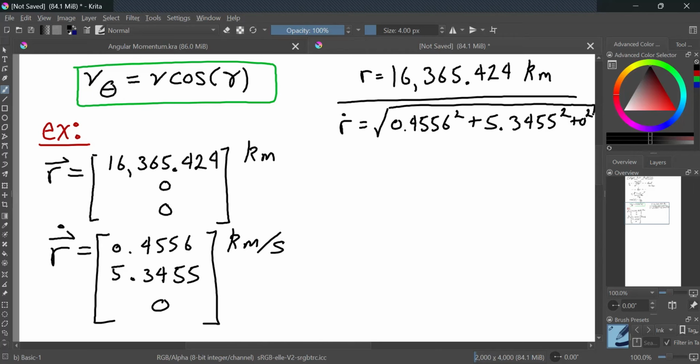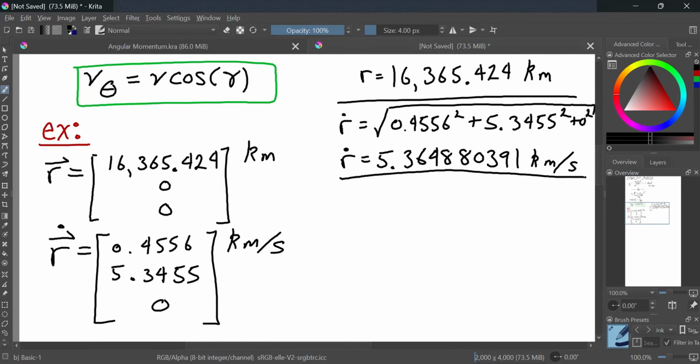Almost didn't budget enough room for me. Almost. Getting better about that. All right, so plug it into our calculator here. There you go. There is our velocity.